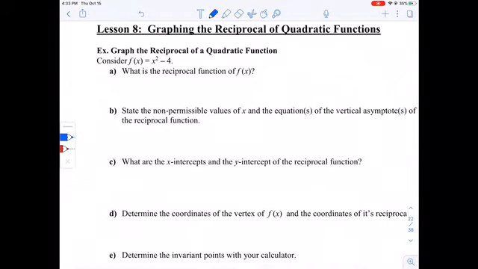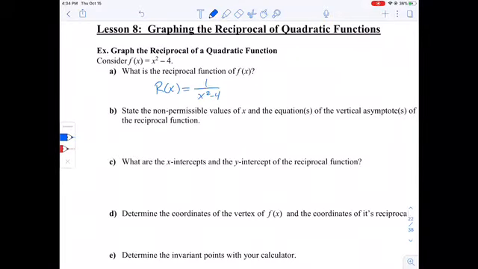So the first question here says, graph the reciprocal of a quadratic function. Consider f of x equals x squared minus 4. What is the reciprocal function of f of x? Well, that would be y equals 1 over x squared minus 4, but if we're looking at a reciprocal function, we can give that another name. We could call it h of x or k of x, or r of x. The reciprocal function would be 1 over x squared minus 4.